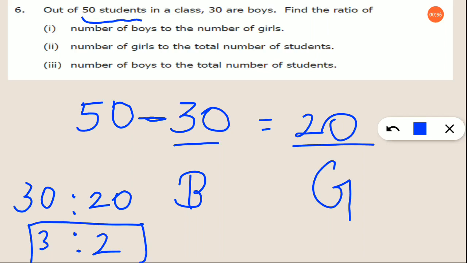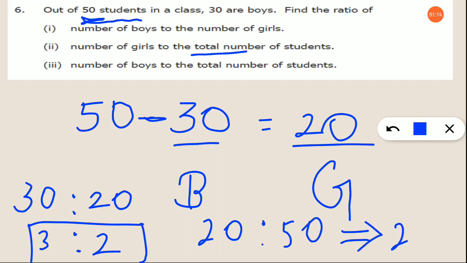Okay, children. Now second subdivision. Number of girls to the total number of students. How many girls are in the classroom? There are 20 girls. And the total number is, first they have told you, right? It is 50. Now you are going to cancel it out and write 2:5. This is the ratio of girls to the total strength.